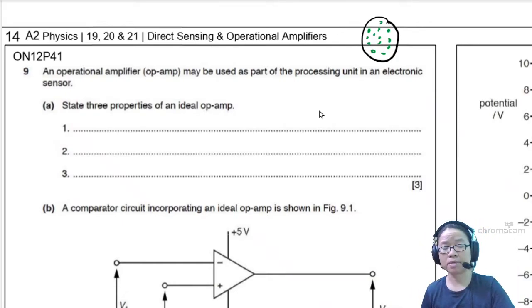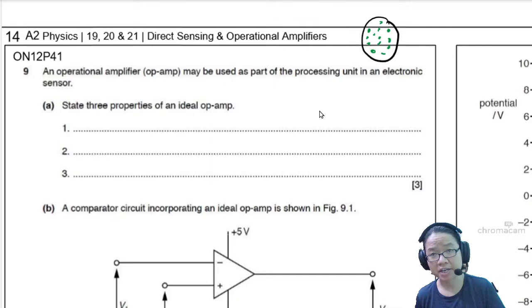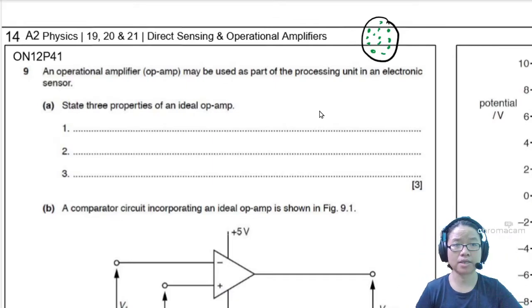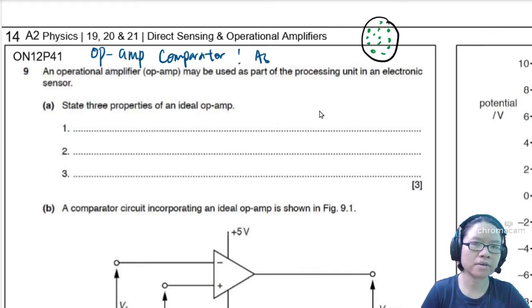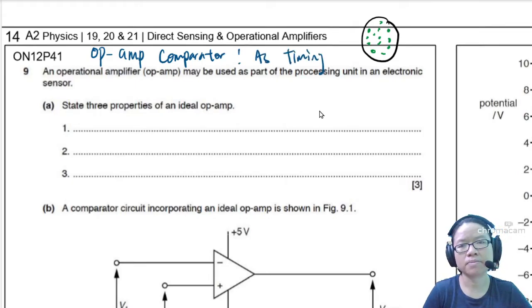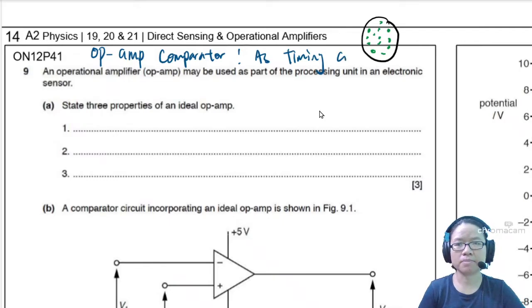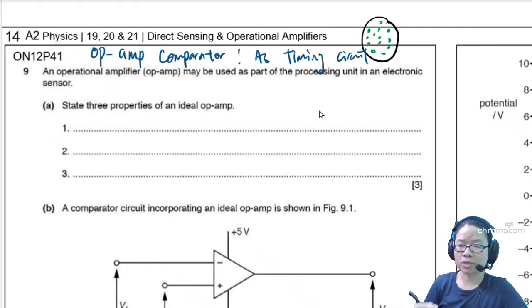But how do we make this happen? And how do we use an operational amplifier as a timing circuit? So I'm just going to write here big: op-amp comparator connection, or comparator circuit as timing circuit. So we're going to use the op-amp to time.